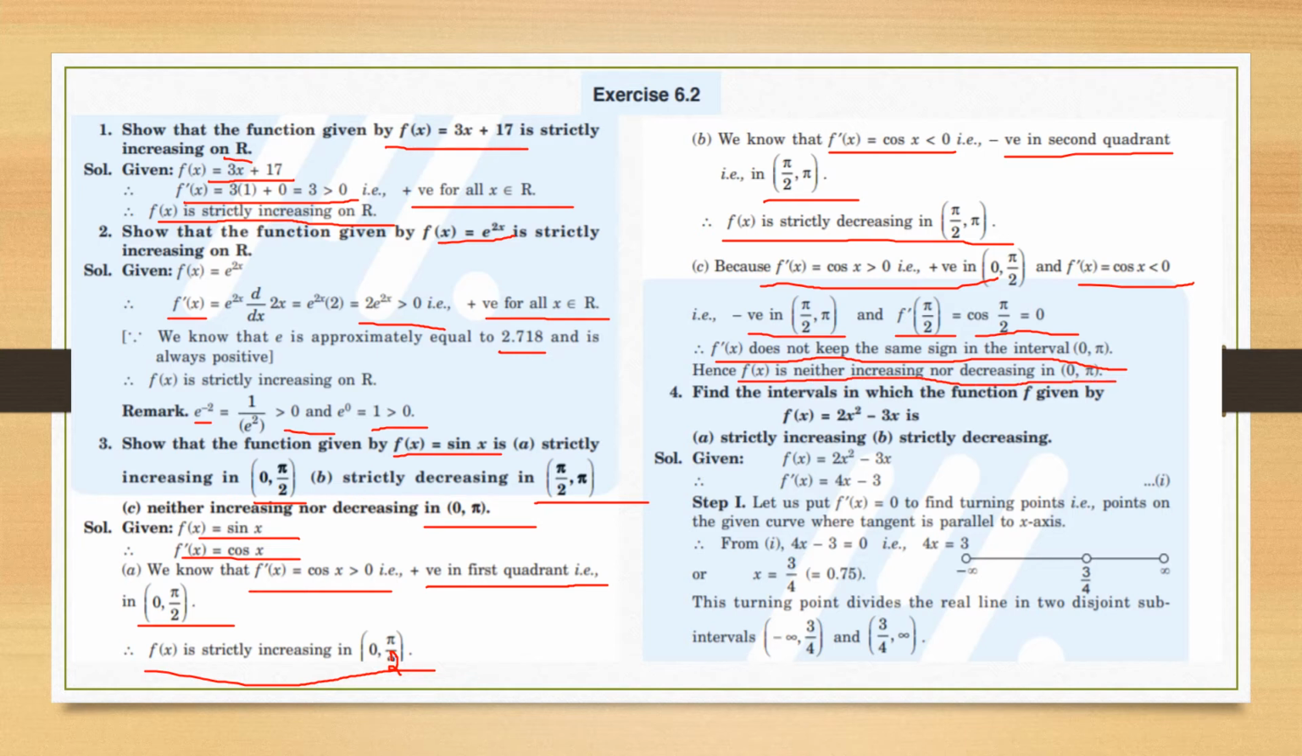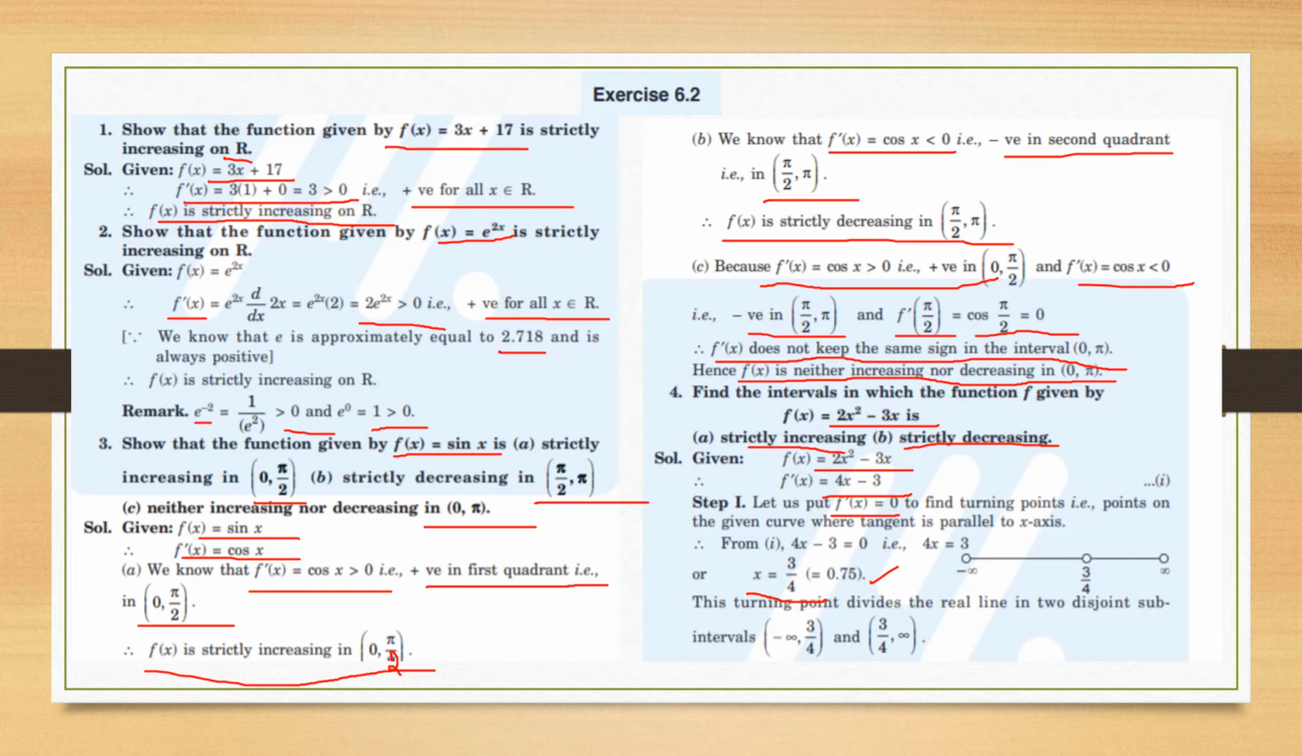Number 4: my function is 2x square minus 3x. I have to find the intervals in which the function is strictly increasing and decreasing. So how will I go? This is my function. This is my derivative. Next step is to find the critical point or turning point. That I will find by putting the derivative equal to 0. So when I put my derivative equal to 0, that is 4x minus 3 equal to 0, it will give me x as 3 by 4. I can convert it to decimal, or otherwise I can avoid it also.